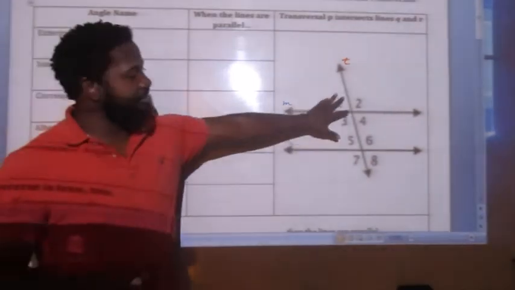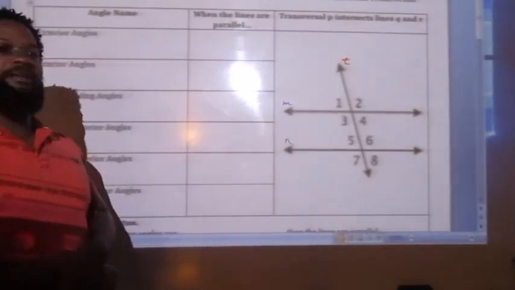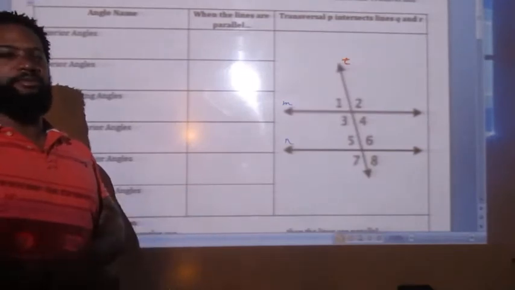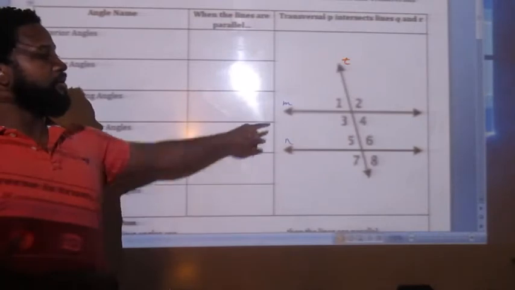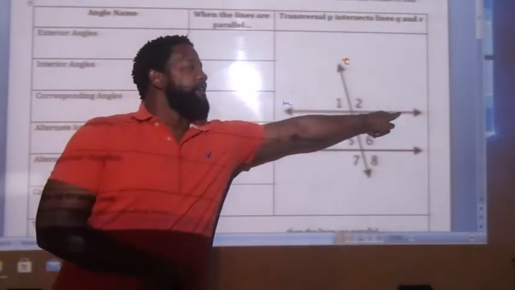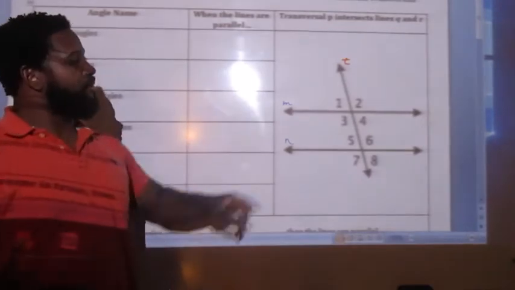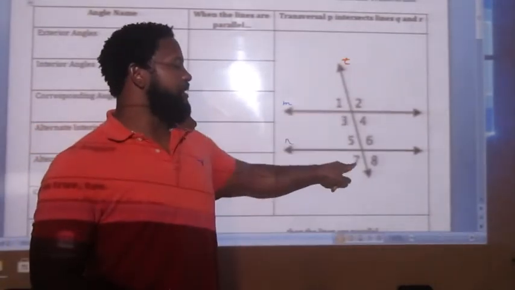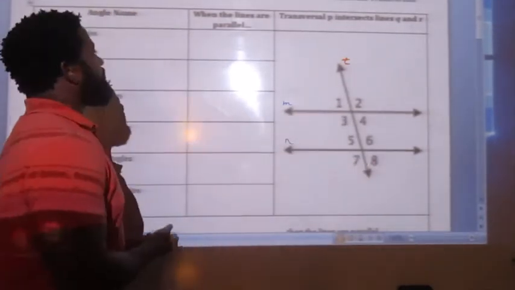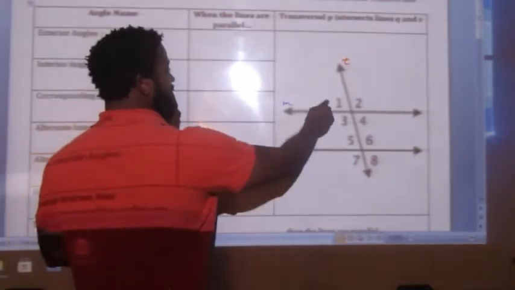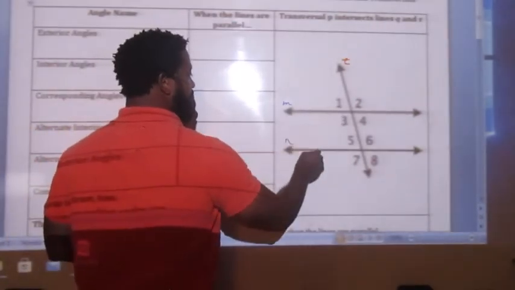If you're looking at this, let's name these. What are the exterior angles? What looks to be the exterior angles? M and N? No. M is this line right here, N is this line. What is it? 1, 2, 7, 8. 1, 2, 7, and 8. Those angles that are on the outside of the parallel lines. That makes sense.